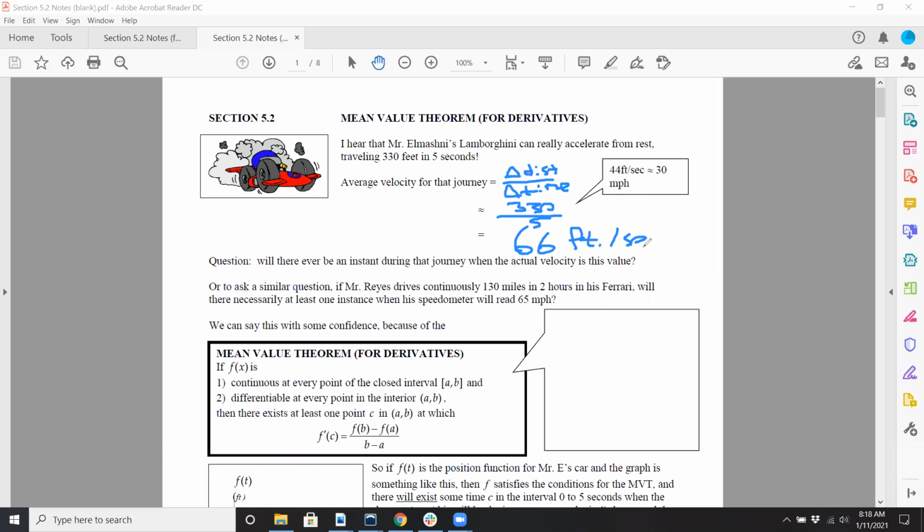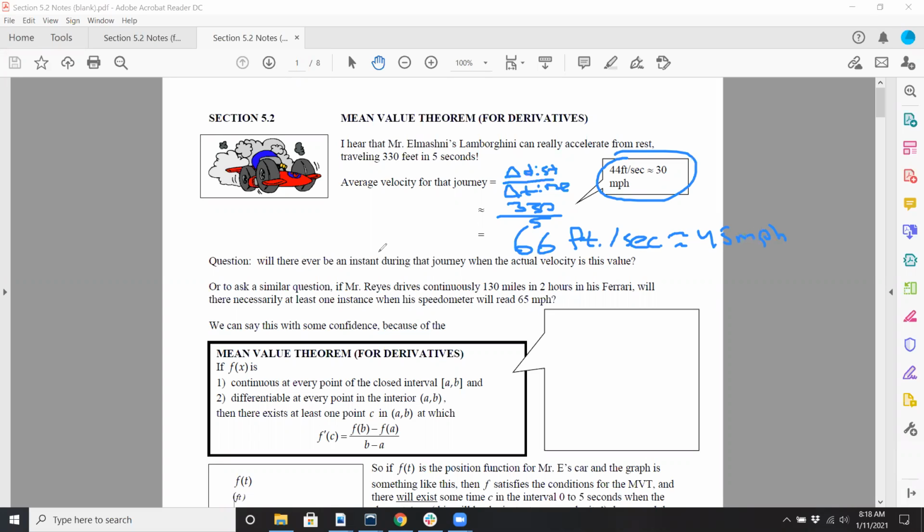Now, if you're curious what that would be in miles per hour, we could do a little conversion here. 44 feet per second is roughly 30 miles per hour. So this will be roughly 45 miles per hour. So that's going to be my average velocity for that 5-second trip in a Lamborghini.